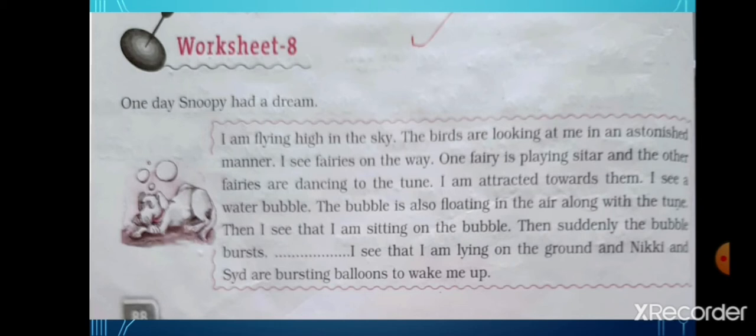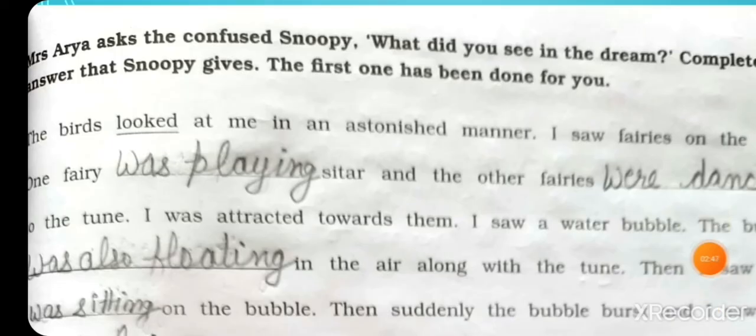Now students, on the next page, a summary is given to you. You have to complete the answer that Snoopy gives. For example, students, Mrs. Arya asked the confused Snoopy, what did you see in the dream? Mrs. Arya asked Snoopy, what did you see in the dream? Okay, now complete the answer that Snoopy gives. The first one has been done for you. Now students, let's move on to the summary.